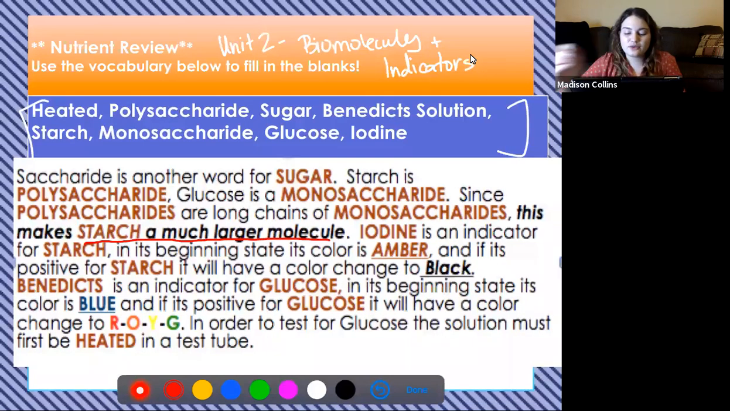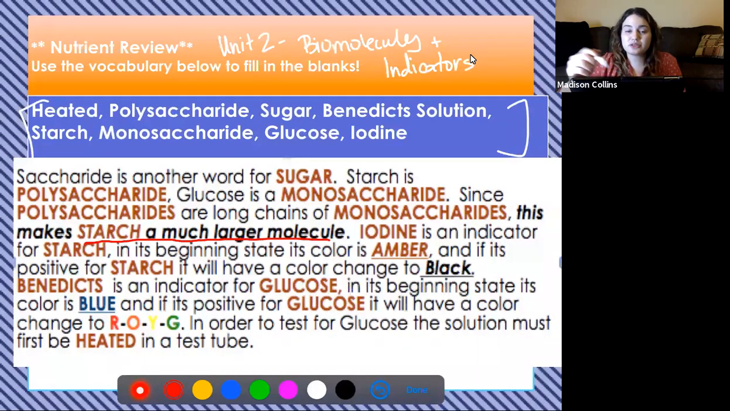Benedict's is an indicator for glucose. In its beginning state, its color is blue. And if it's positive for glucose, it will have a color change to red, orange, yellow, or green. In order to test for glucose, the solution must first be heated in a test tube.